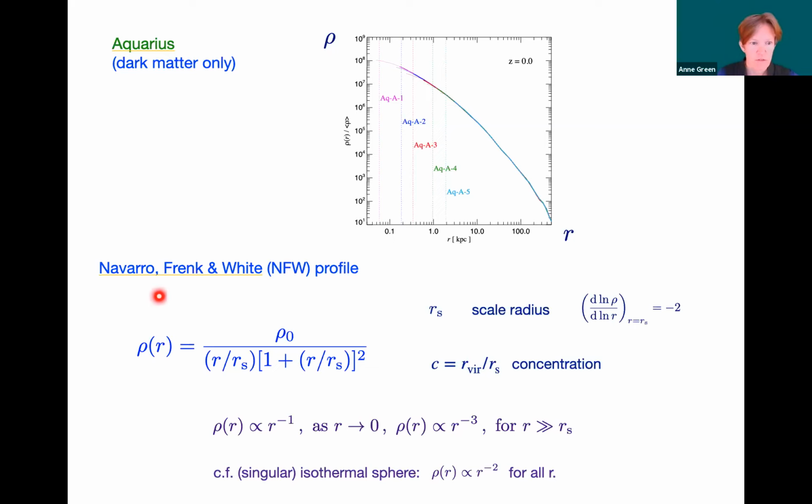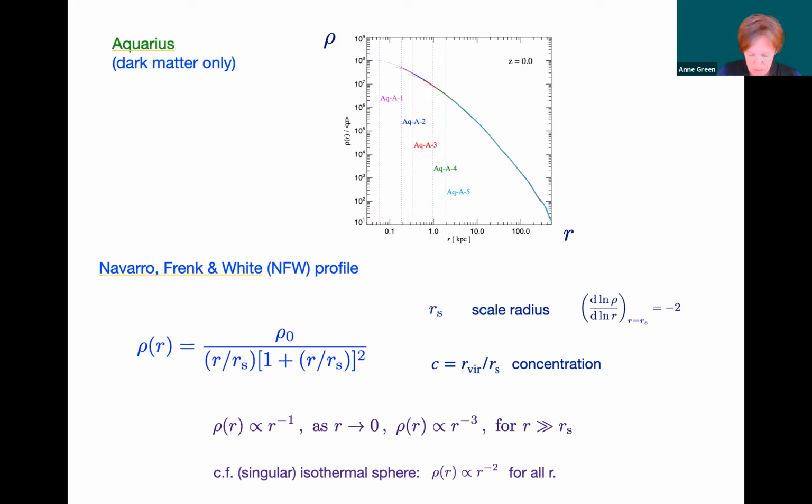It's called the Navarro-Frenk-White profile after the people who proposed it, or NFW for short, and it has this functional form here. So let's unpack the things that are going on here. R_s is something called the scale radius, and it's the radius at which the logarithmic derivative goes through minus two. So it's this point somewhere in the middle where the slope is temporarily going through minus two on its way from minus three to minus one.